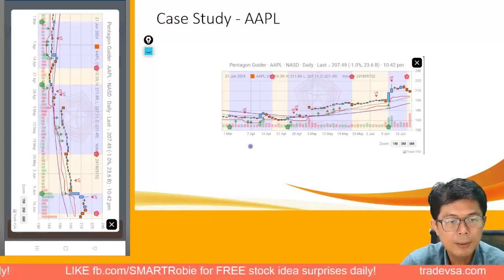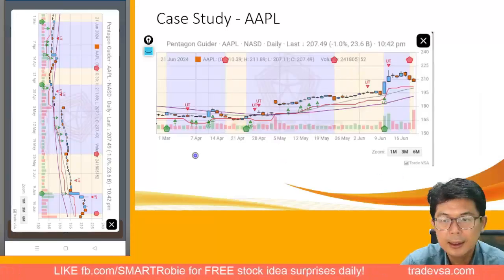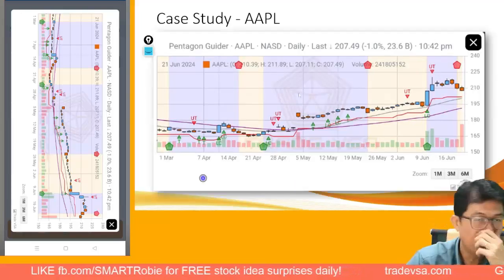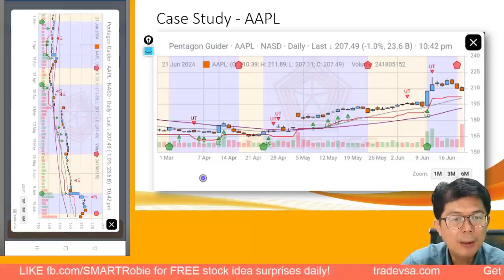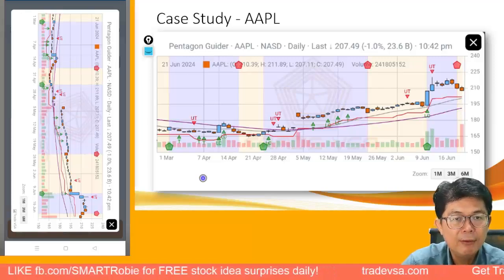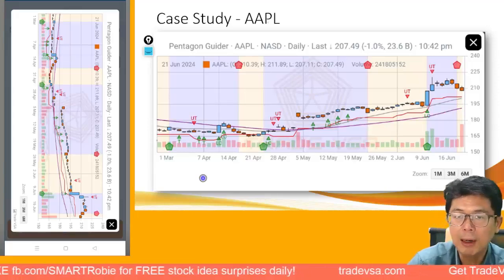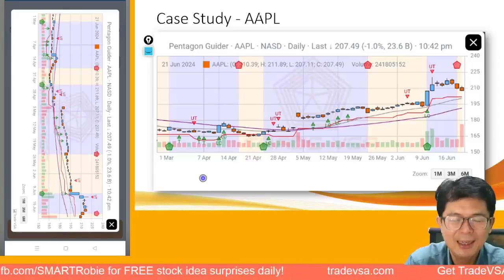All right, so we have this. Let me just make it a bit bigger, and you can see it here. Okay, so we have the Apple chart. What can we see from here? Definitely one of the things you will notice about Apple is the red Pentagon.